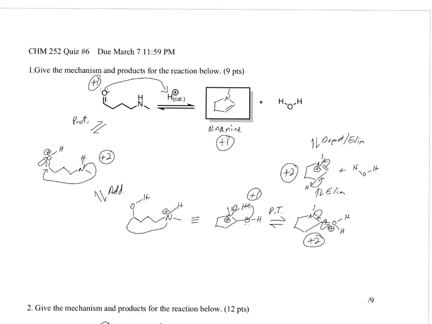All right, so quiz 6. Give the mechanism and products for the reaction below. You didn't necessarily have the steps here, but hopefully you had enough to look and say, okay, I have an aldehyde and a secondary amine. I've seen these in workshops. What am I going to end up with here?